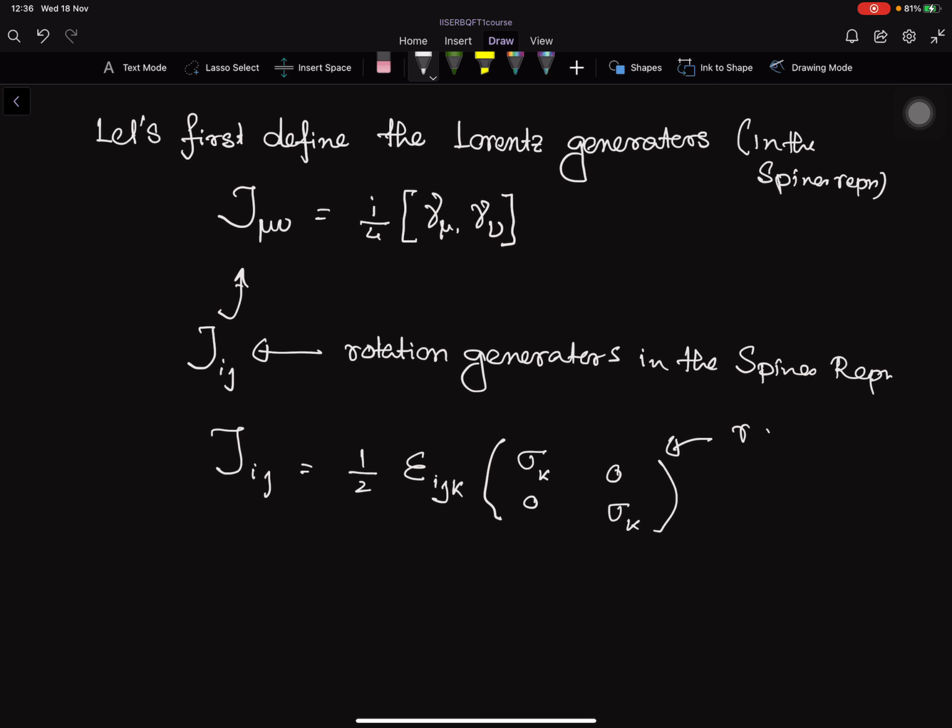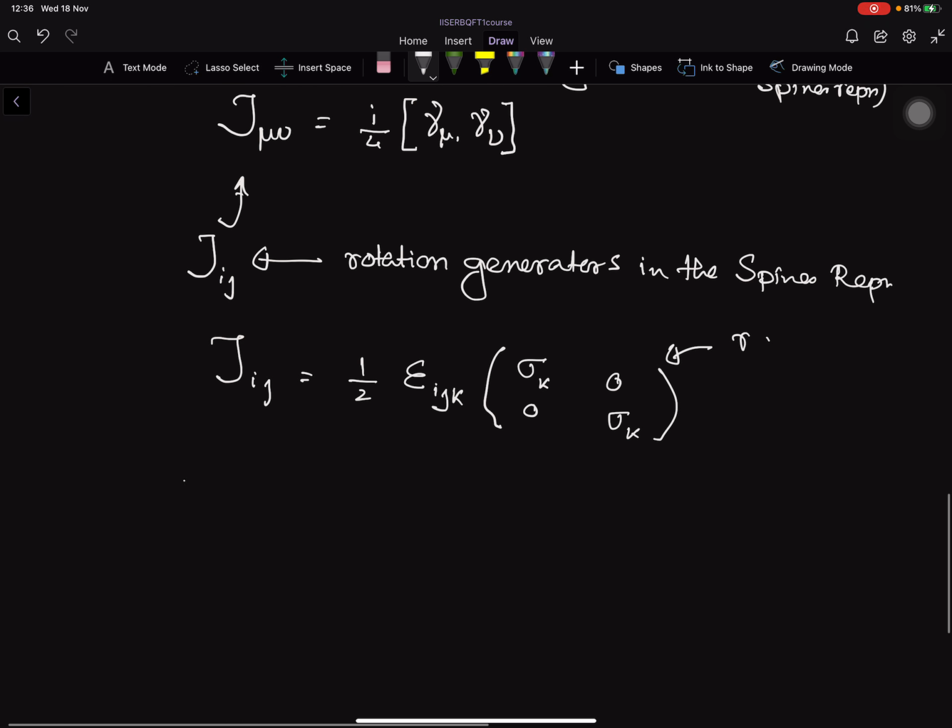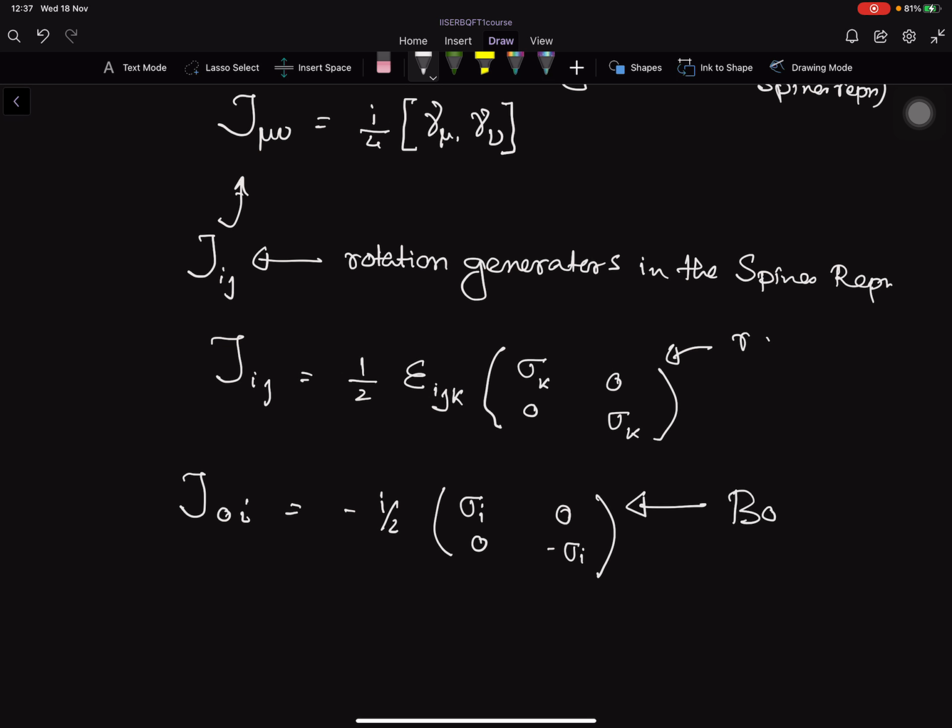Okay, and similarly we can also define the boost generators. The boost generators are J_0i, and again you can use this formula to show that this simply becomes minus i/2 times the block diagonal matrix with sigma_i and minus sigma_i. Okay, so these are the boost generators.